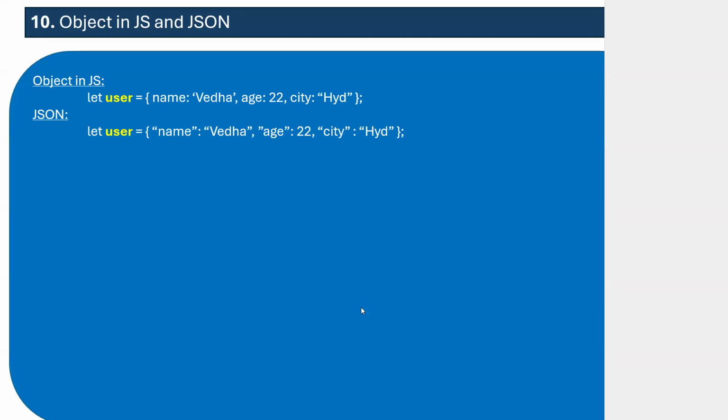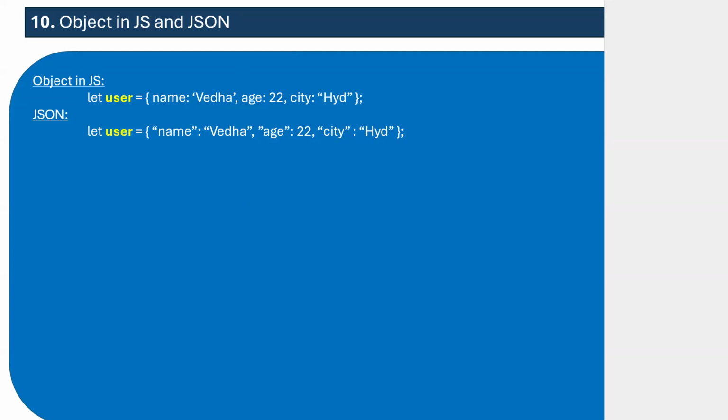For keys, double quotations, sir. Keys are in double quotations, and values are in double quotations. In JSON, both the key and value are double quoted. Every element is an object.